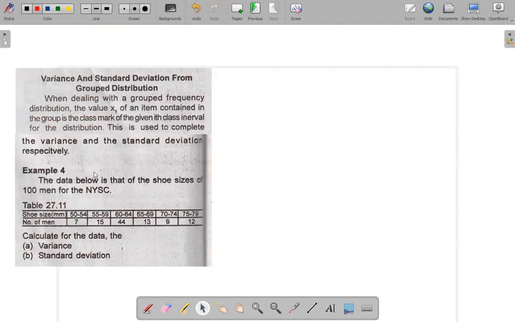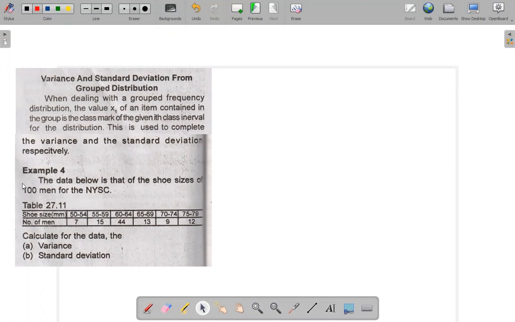When we say something is grouped, in this case there is no particular item for each interval. Rather, an interval is given to us. So we need to get the item in each of these intervals, and we do that by taking the class marks, which is the sum of the lower class limit and the upper class limit divided by 2. So let's do that right away.